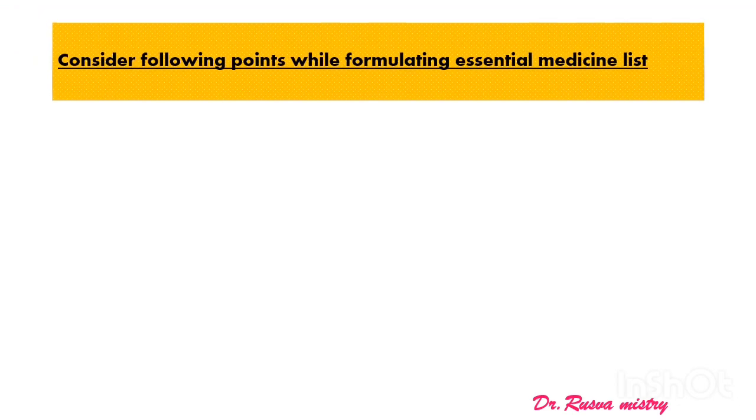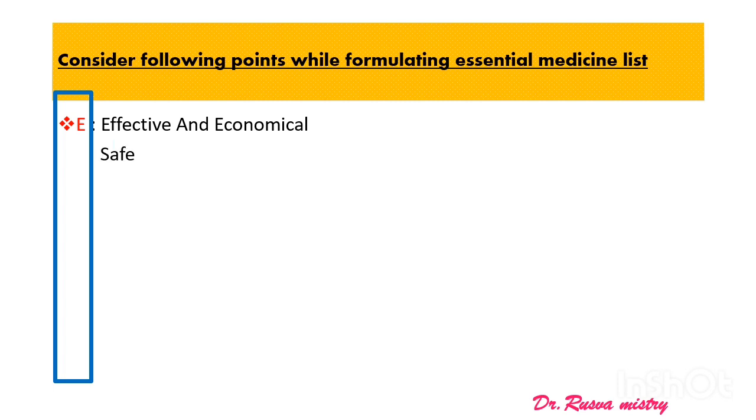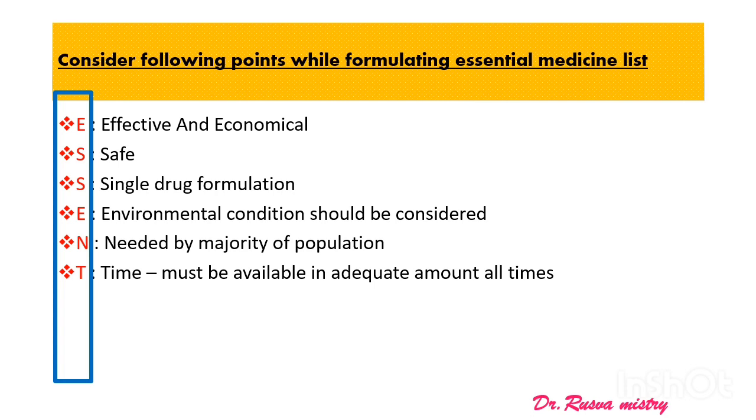So in brief, consider the following points when formulating an essential medicine list. Here one trick is there. Each letter of ESSENTIAL has a particular point to remember. E stands for effective and economical. S stands for safe. Another S, it should be a single drug formulation. E, while manufacturing essential medicine, environmental conditions should be considered, and it is needed by the majority of the population.